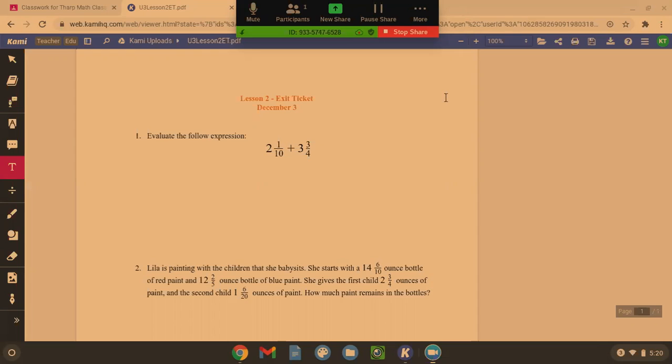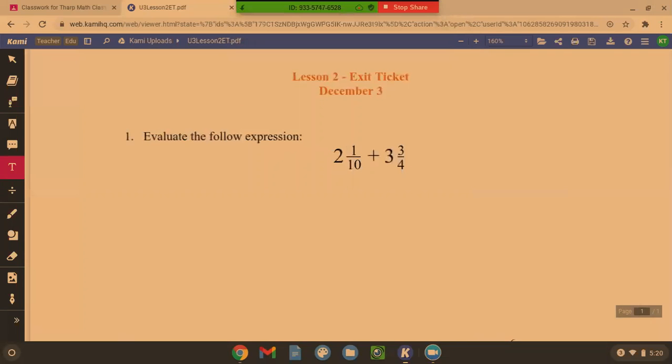If you are in 5.6, this was your exit ticket for lesson 2. If you are in other math classes, this might not have been your exit ticket, but it's still good to get some of these example problems going. So we are trying to solve for this mixed number. How do we add mixed numbers? Well, it's a lot easier than it looks because this can seem intimidating. But what we're going to do is simply add the whole numbers and then add the fractions.